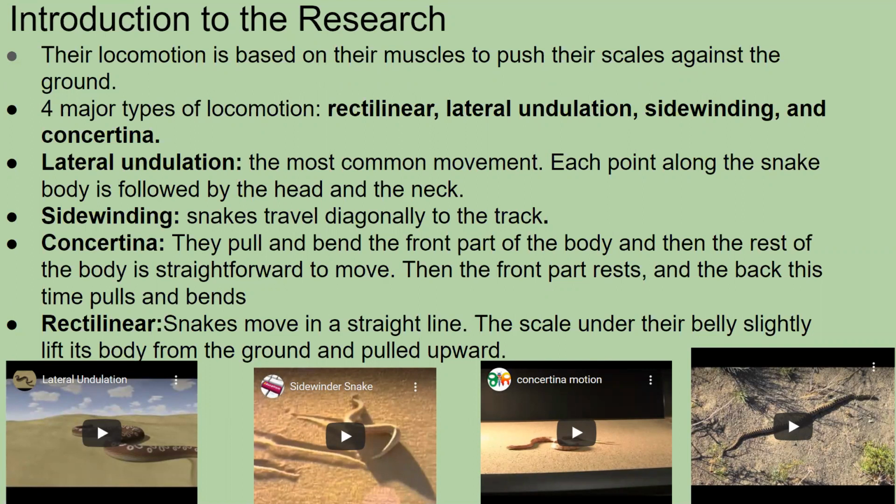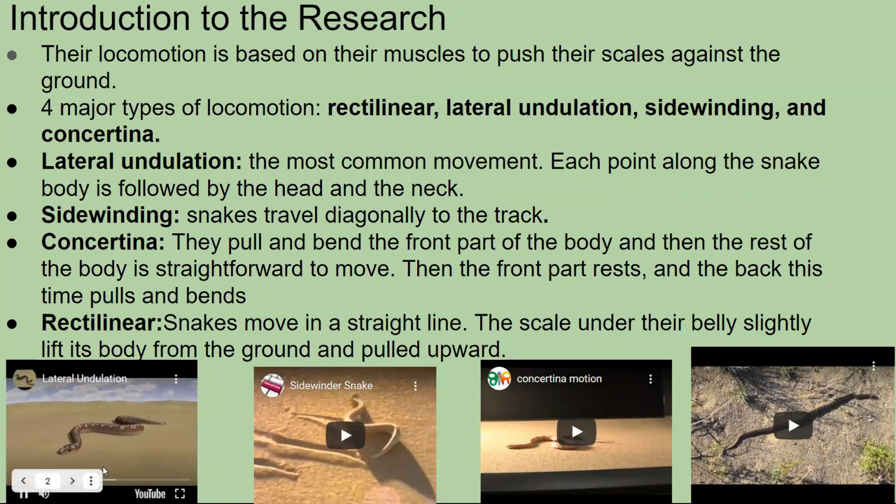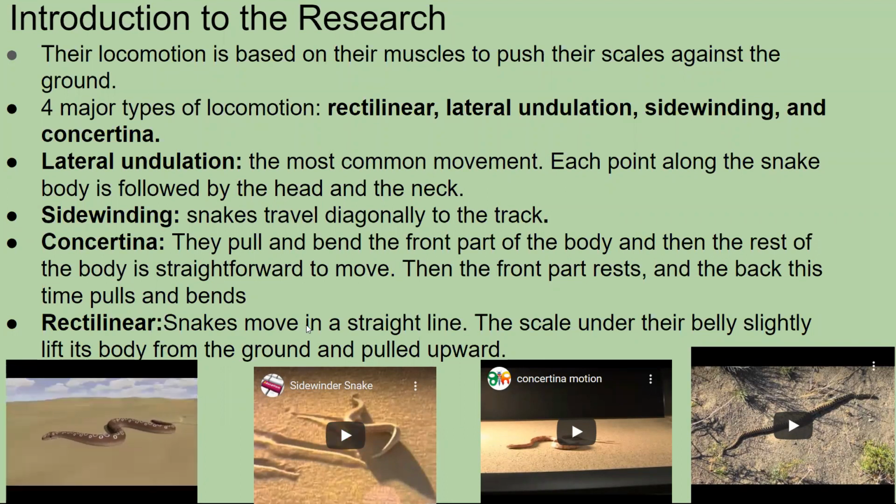So in general, there are four major types of locomotion. Those include rectilinear, lateral undulation, sidewinding, and concertina. So first, let's get started on lateral undulation. As you can see from the video right here, it is the most common movement for snakes. Each point along the snake's body follows the head and the neck.